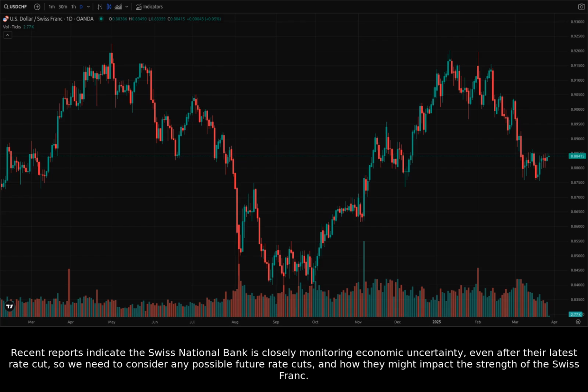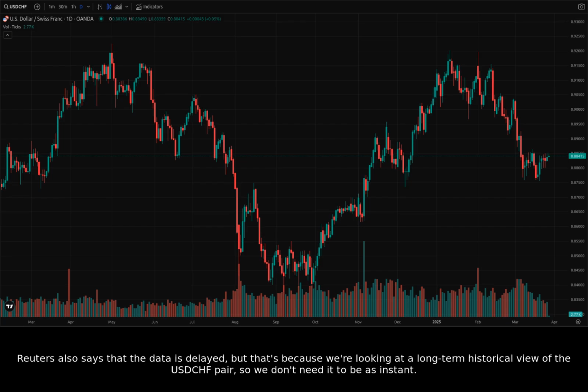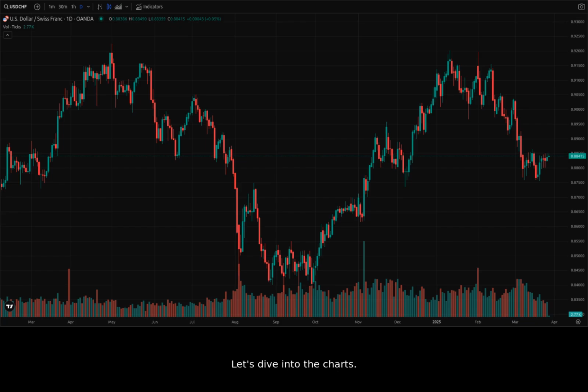Recent reports indicate the Swiss National Bank is closely monitoring economic uncertainty, even after their latest rate cut, so we need to consider any possible future rate cuts and how they might impact the strength of the Swiss franc. Also, a strong dollar is weighing on the minds of investors. Reuters also says that the data is delayed, but that's because we're looking at a long-term historical view of the USDCHF pair, so we don't need it to be as instant. All recent news indicate that interest rate differentials may drive market action, and it's necessary to watch for downside breaks. Let's dive into the charts.